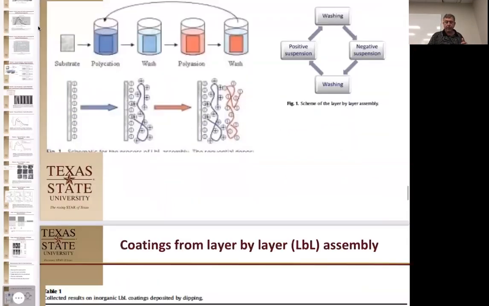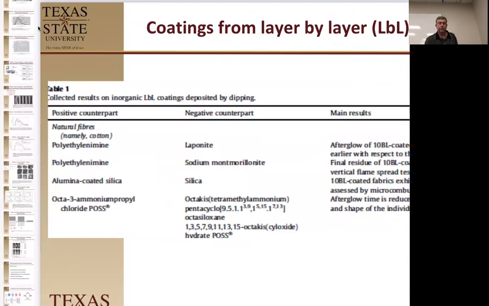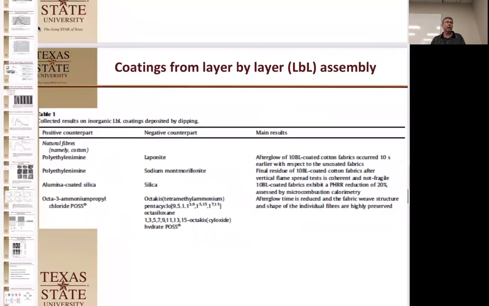To do this on fabrics, they use both natural and non-natural materials, and a variety of different things. In the case of cotton, this is cotton here. They use laponite, which is a natural clay. It doesn't have as much charge as montmorillonite, but sodium montmorillonite is one of the really good ones too. Then they use polyethylenimine, which has a positively charged nitrogen on it. What they saw was that the afterglow for the montmorillonite-treated one was 10 seconds faster, meaning it extinguished faster than untreated cotton.